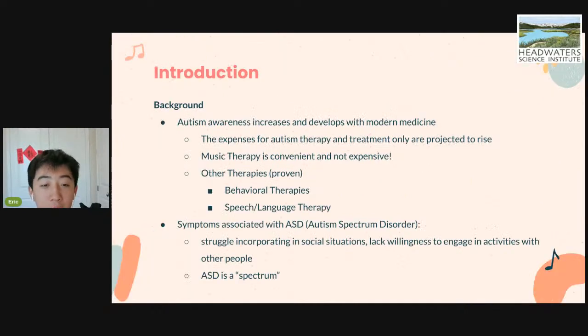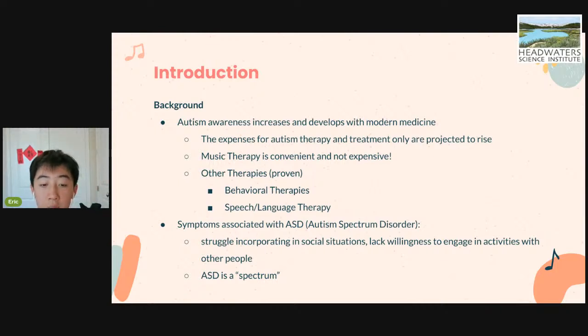So for some background, as autism awareness does increase and develop with medicine, the expenses, according to several sources, are only projected to rise. And music therapy would prove as a really convenient and non-expensive source of therapy. Some other therapies that are in use right now and are proven are behavioral therapies and speech and language therapies. And these need a professional to conduct them. So they're more expensive than music therapy would be.